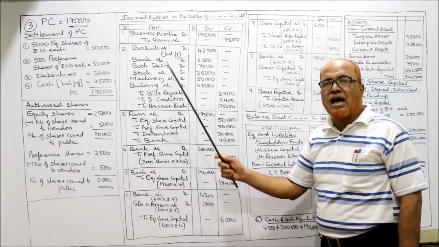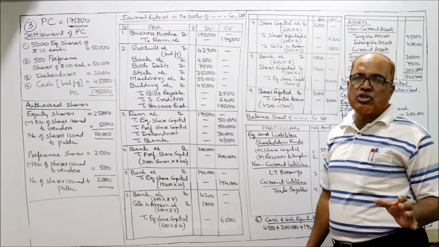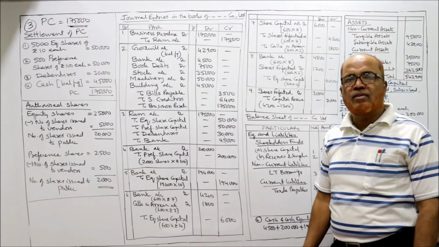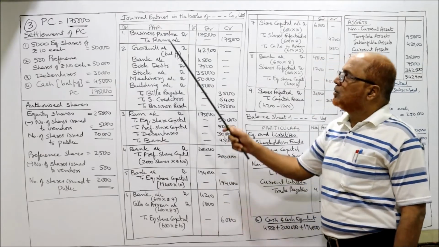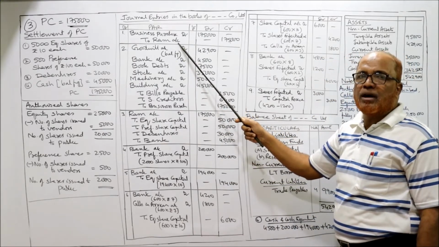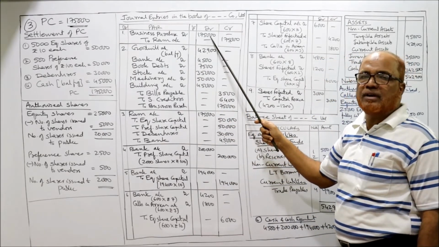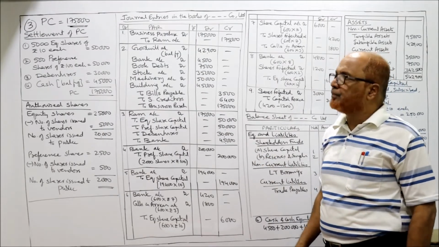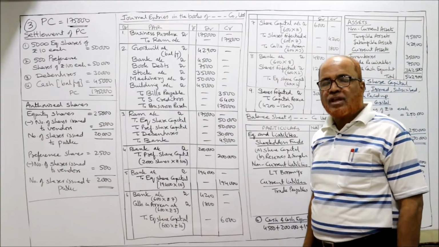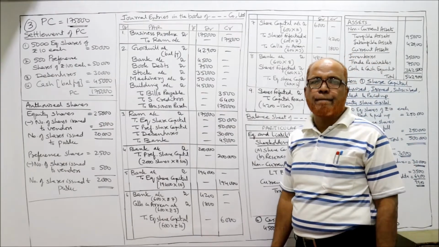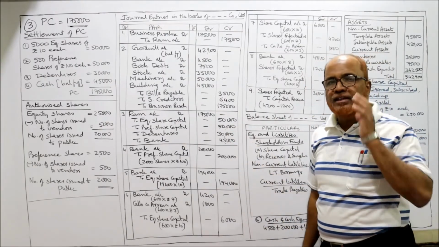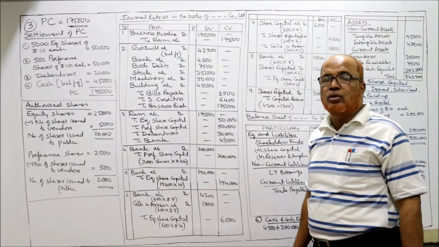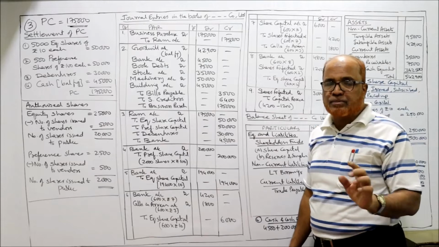The first journal entry, as usual, business purchase account debit to vendor account. Who is the vendor here? Ram. The business purchase account debit to Ram account, 1,75,000, being the business purchased and PC due. Now the second entry will be the assets and liabilities taken over. Plus goodwill. We don't know whether goodwill will arise or capital reserve will arise. Already in the previous problem I told you when the goodwill will arise, when capital reserve.